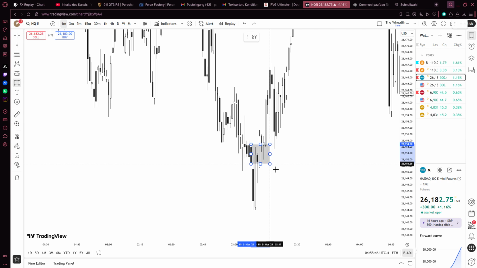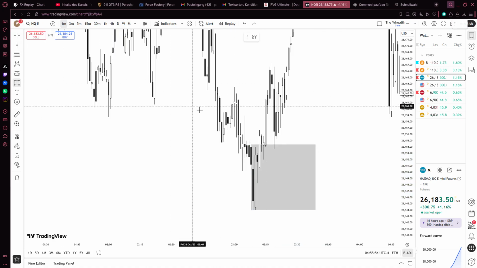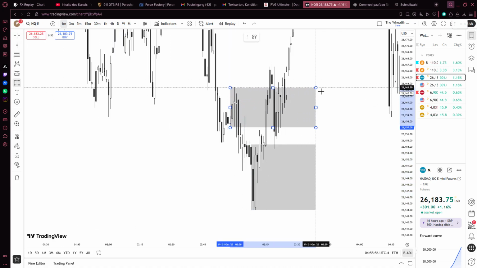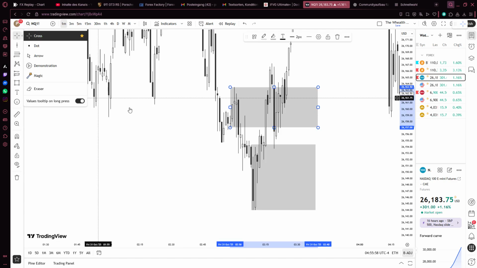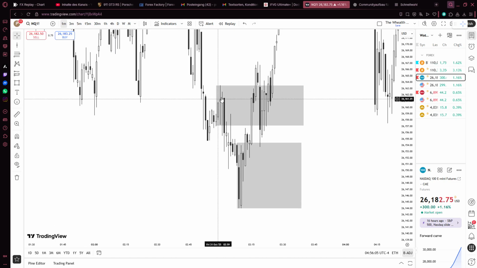This is our order block. This would be our breaker block. And as you can see, we respect both perfectly. We come up, we come down.